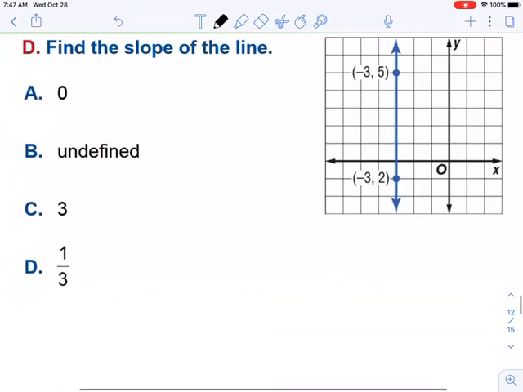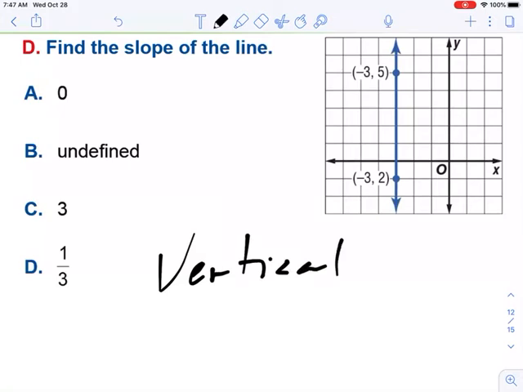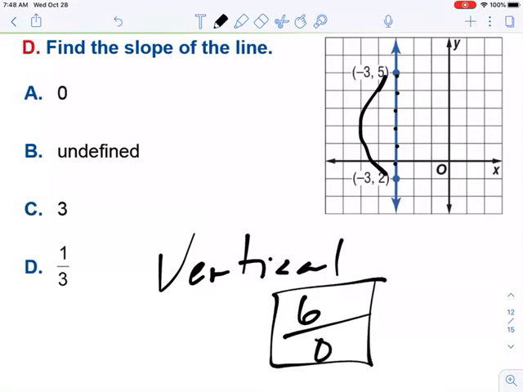All right, vertical. Okay, we have a rise of 1, 2, 3, 4, 5, 6. Rise of 6. A run of nothing. We don't go right, we don't go left. No run. Remember, 0 on the bottom, that's a problem. 0 on the bottom is undefined. Okay, no slope.